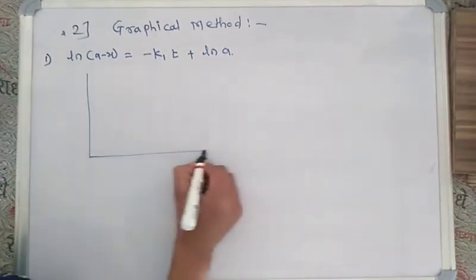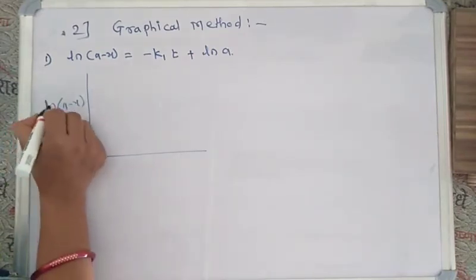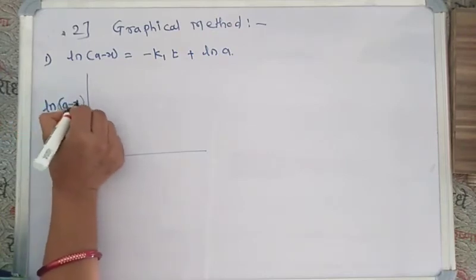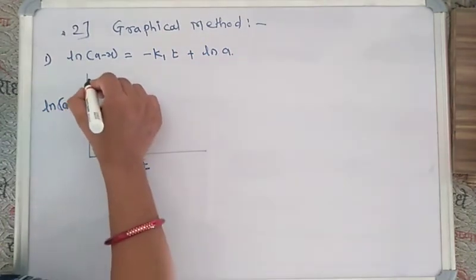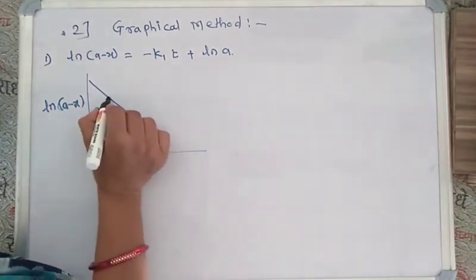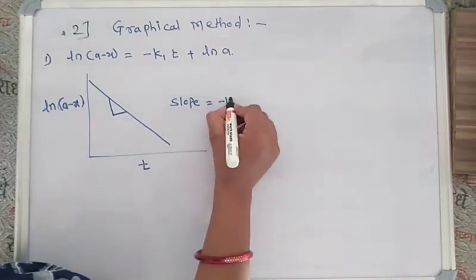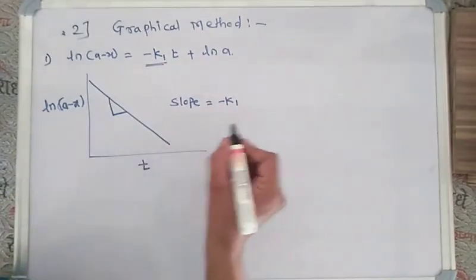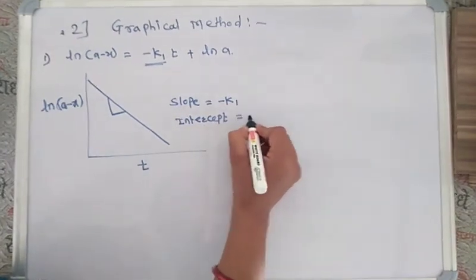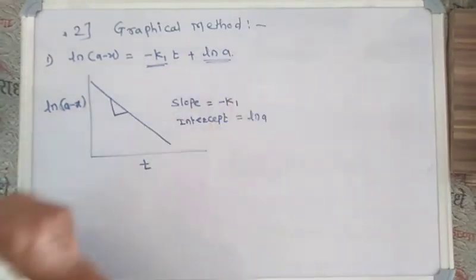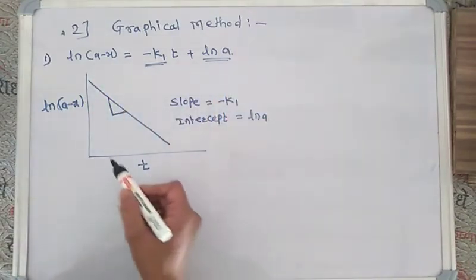On the y-axis, we plot ln of a minus x, and on the x-axis, t, and we get a straight line graph, and we obtain a slope. This slope is equal to minus k1, and the intercept is equal to ln of a. This equation is in the form of y equals mx plus c.